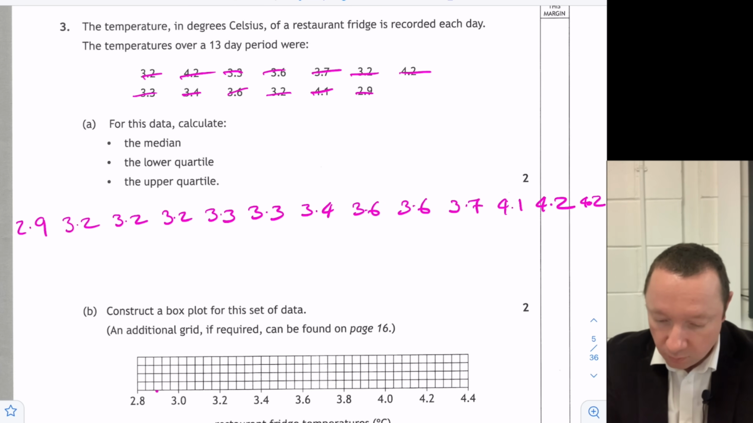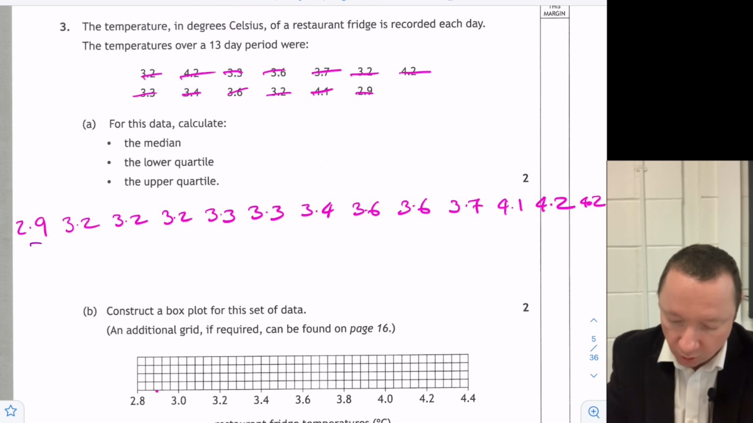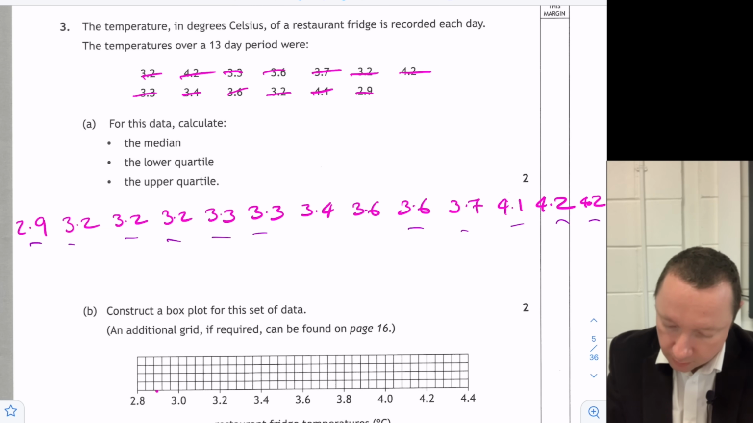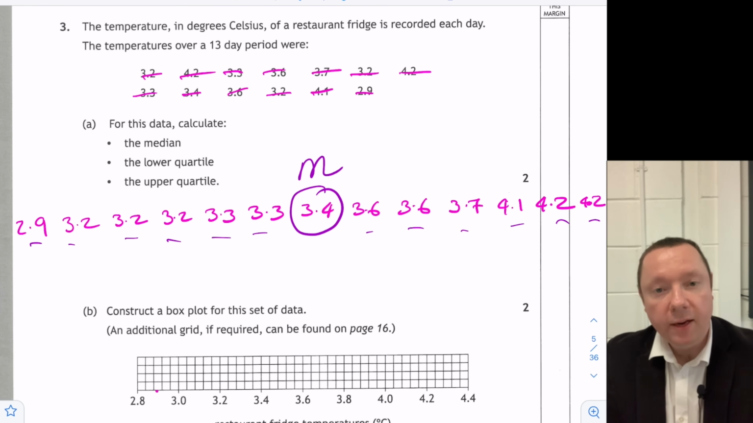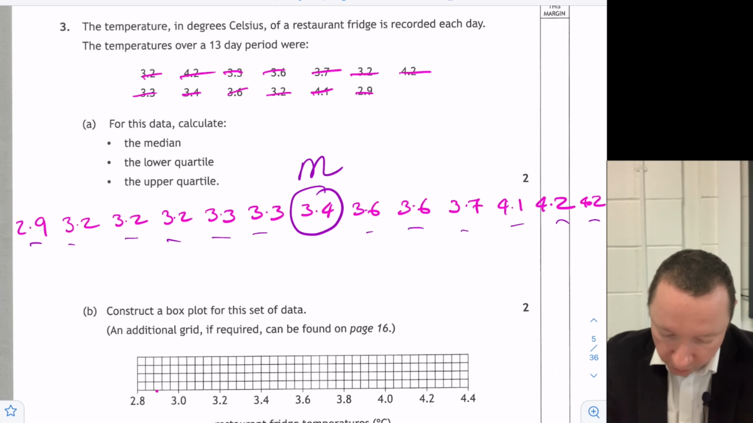So we need to find the middle. The easiest way to find the middle is to come in top to bottom, making little marks, knocking off the top and the bottom. There we are. You should see our middle number here. That's our median. Then we want to find the middle of the left and the middle of the right for our quartiles. We've got 1, 2, 3, 4, 5, 6, so it's going to occur here. So quartile 1 is 3.2.